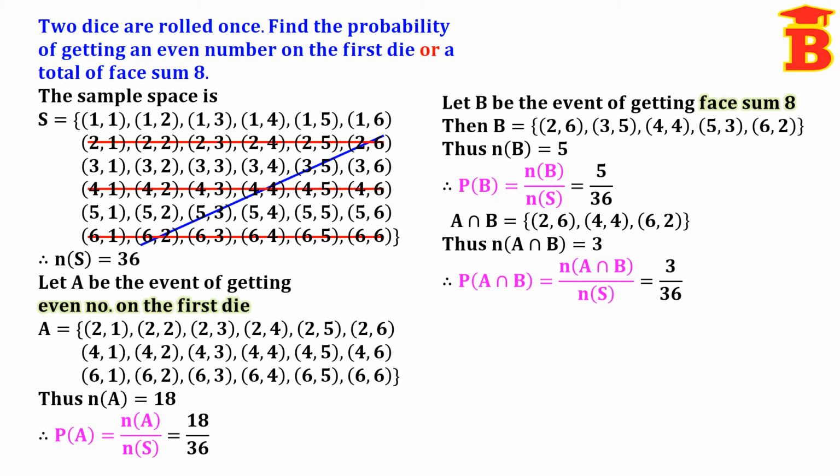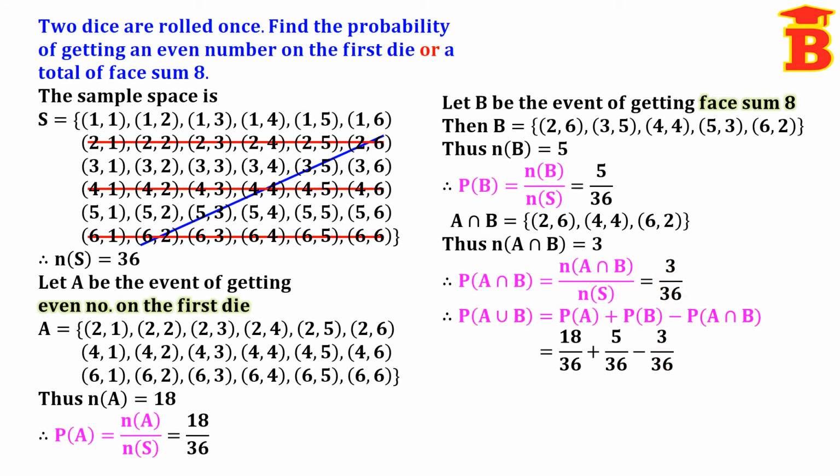Now see the question. In the question we have the word or, that means we have to use union formula. So P of A union B equal to P of A plus P of B minus P of A intersection B. We know all the values, just take and substitute the values. P of A is 18 divided by 36. P of B is 5 by 36 minus P of A intersection B is 3 by 36.